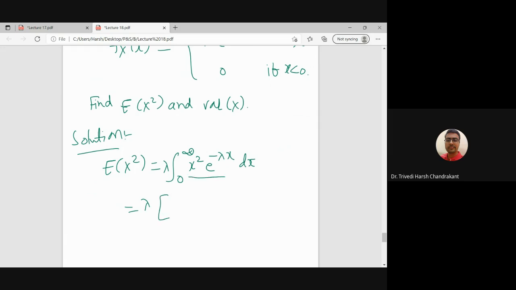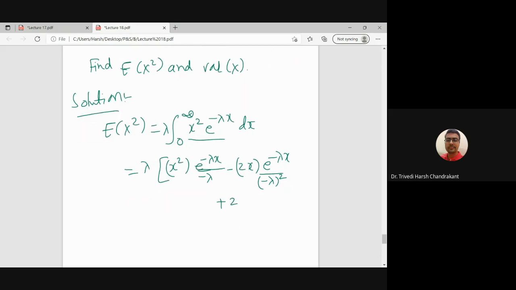So we are going to integrate this function, and we know the integration by parts formula. We can use the generalized version of that, that is x square times e power minus lambda x by minus lambda, minus 2x times e power minus lambda x by minus lambda square, and the last term is plus 2 times e power minus lambda x by minus lambda power 3, with the limit from x equals 0 to infinity, right?